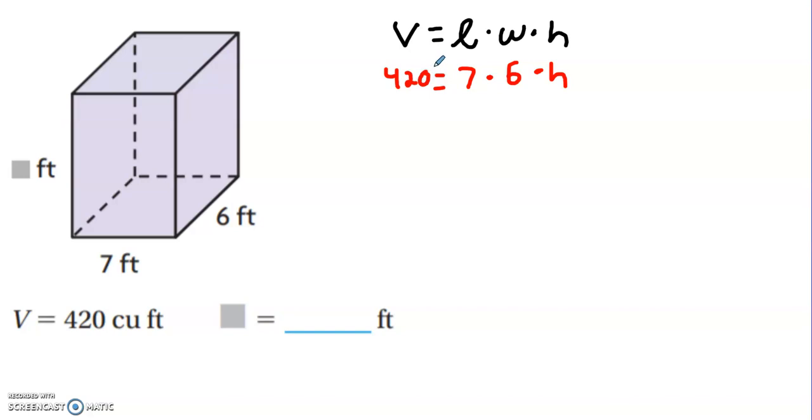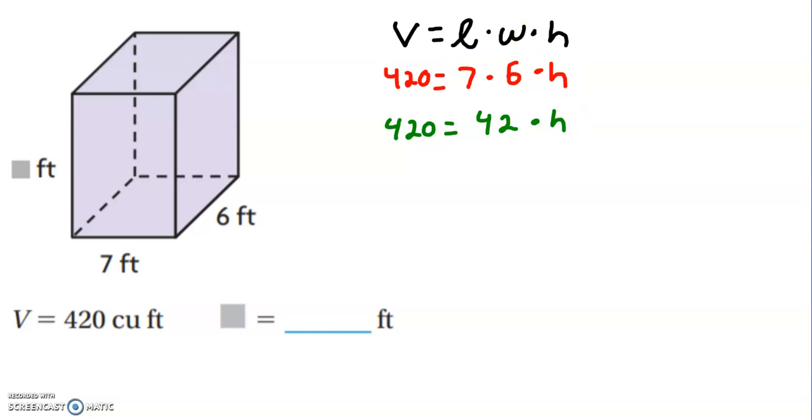420. Now I dropped my units right now, but I'll add them at the end. So let's merge what I can merge. On this side, I can't merge anything, so I'm going to rewrite the 420. Here, I could do 7 times 6, and 7 times 6 is 42. And then I recopy everything else.